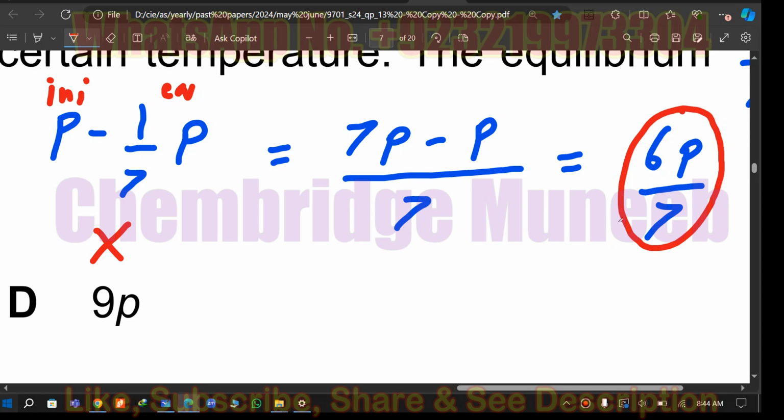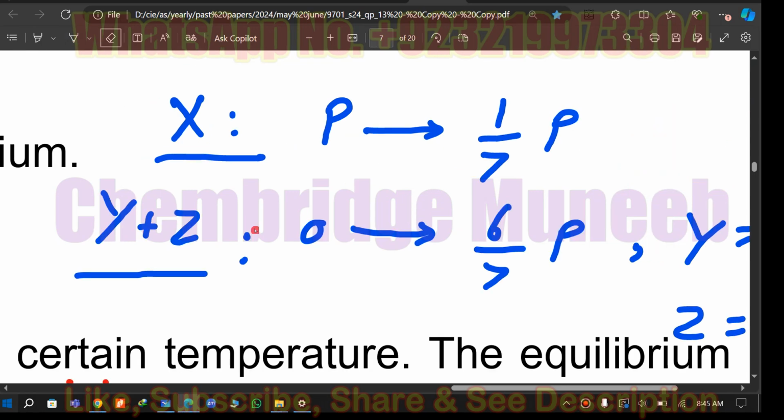Now this is the value of the formation of the products in equilibrium. This much amount of the products were made when the equilibrium was established. So we can say that X was converted from 1 unit of pressure into 1/7 of pressure, whereas Y and Z, which were the products, were converted from 0 at the initial stage to the equilibrium stage of 6/7 P. This is the amount of whole Y and Z combined.